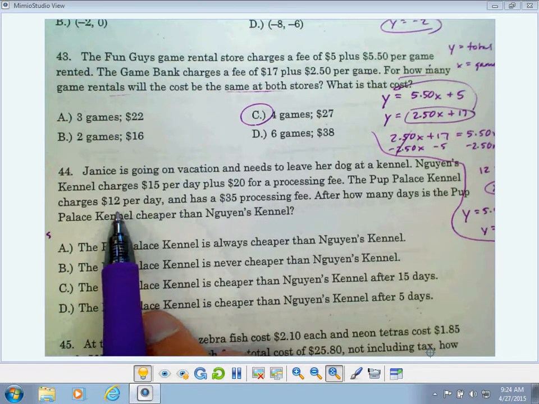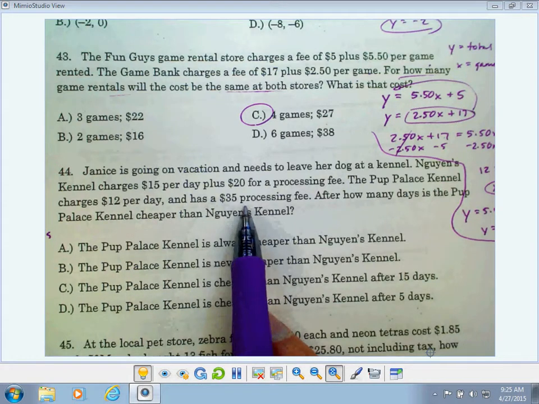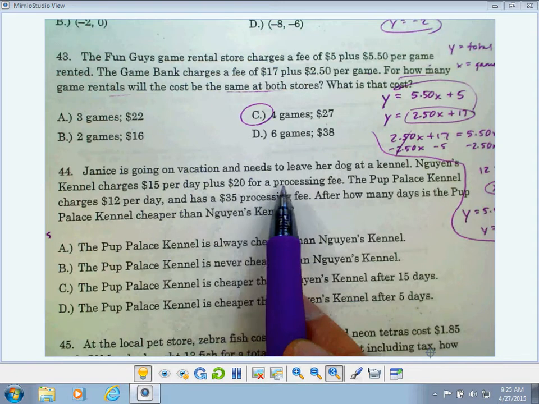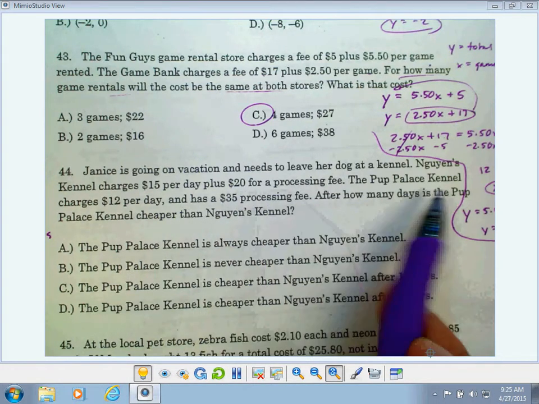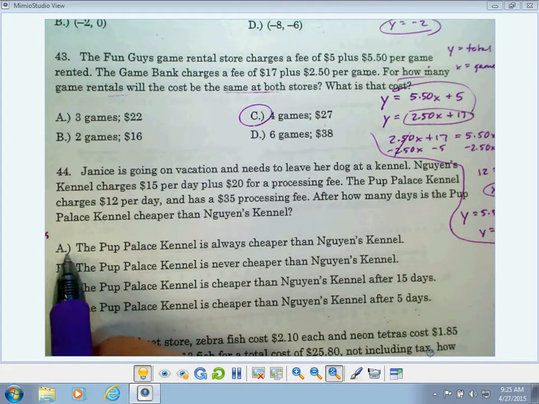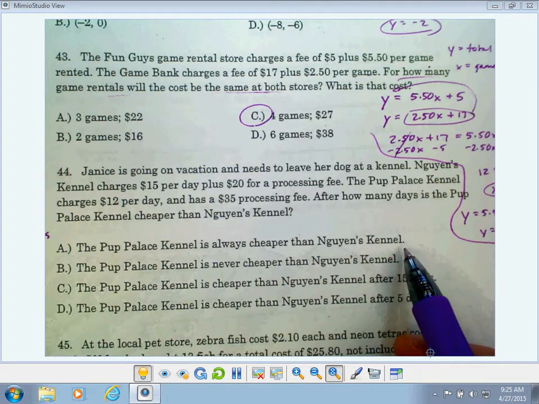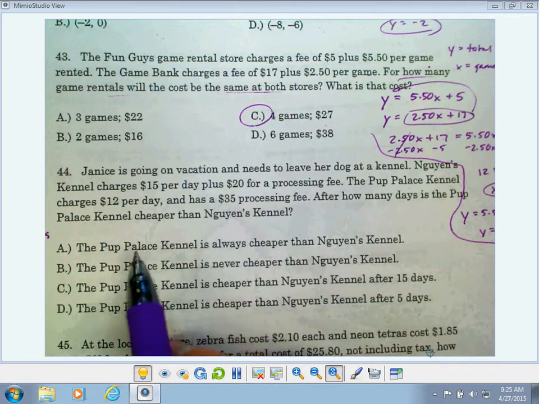But the Pup Palace is only $12 per day, so you only pay $12 there, but you have to pay a $35 fee. So the first place charges you $35 for one day, the second place charges you $47 for that same one day. So the first place is way cheaper, at least for a short time period. Eventually it would be cheaper to stay at the Pup Palace, but not right away. So let's look at part A. It says the Pup Palace Kennel is always cheaper than Wynn's. Well, we just determined that that's not true, because for one day even, Wynn's is cheaper than the Pup Palace, so it's not A.